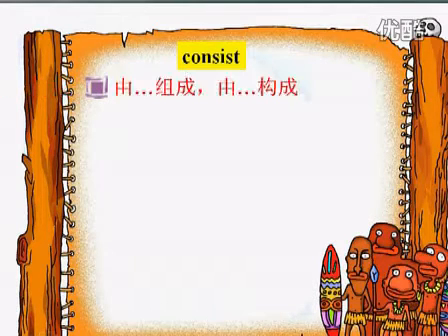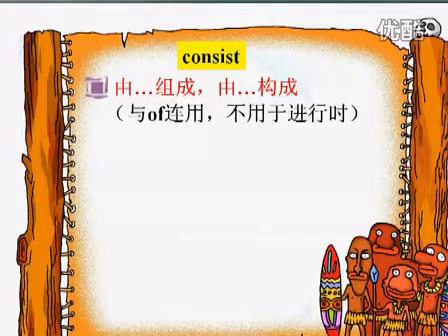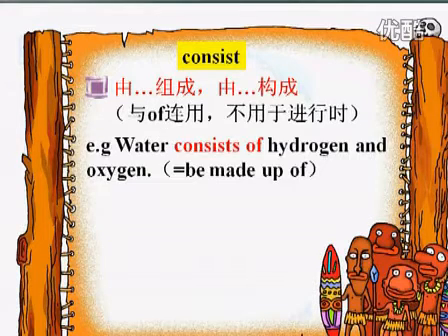Now look at this. Consist means be made up of 由什么什么组成，由什么什么构成。Okay. 与 of 连用时不用于进行时。Is doing, was doing, were doing. Okay. For example, water consists of hydrogen and oxygen. Consist means be made up of. Okay. 水是由氢和氧组成的。Water consists of hydrogen and oxygen.